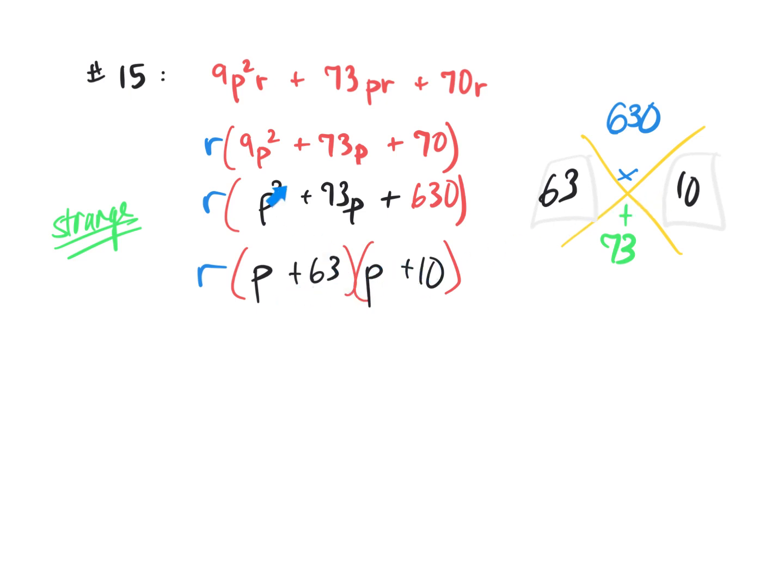And then that 9 that we made go away right here, that we multiplied by 630, well now we're going to put it back by dividing by 9, but just over these two numbers. So we're going to put a 9 there, and now we're going to simplify the fractions if we can. 63 divided by 9 is 7. And this one doesn't simplify.